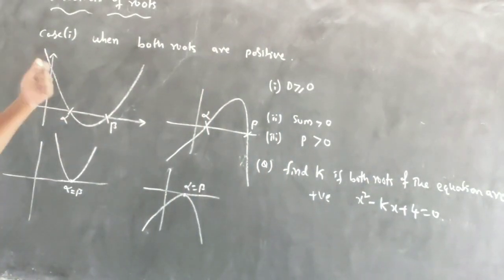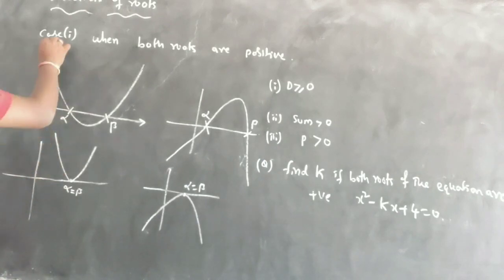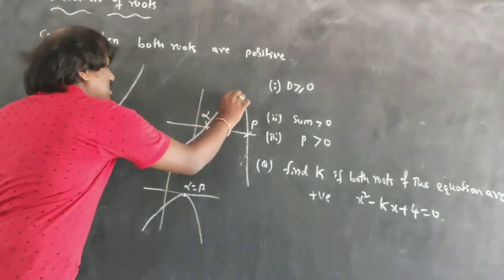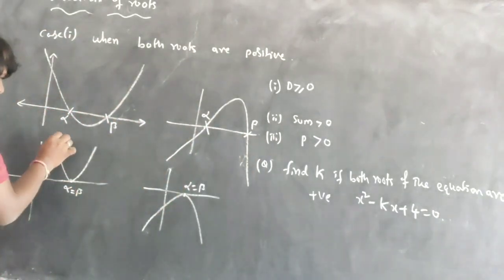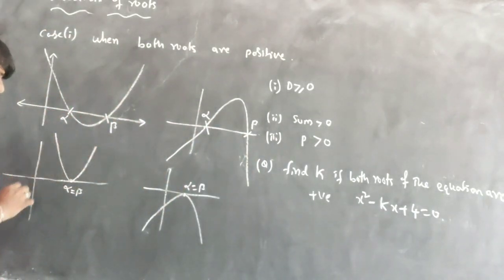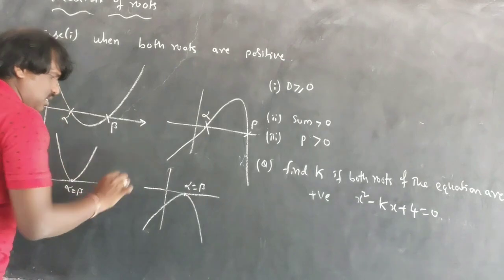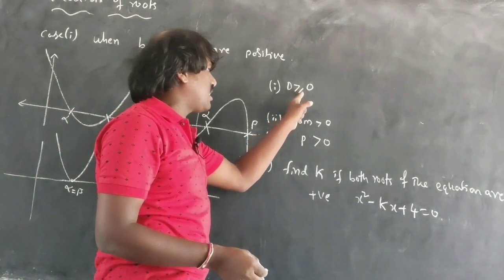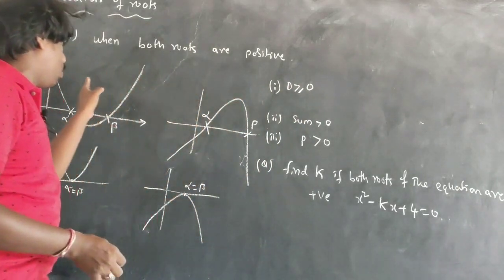Now tell me what the rules are. In this case you can see the discriminant is greater than 0. In this case the discriminant is greater than 0. In this case the discriminant is equal to 0. In this case also the discriminant is equal to 0. So what I derive is: discriminant is greater than or equal to 0.